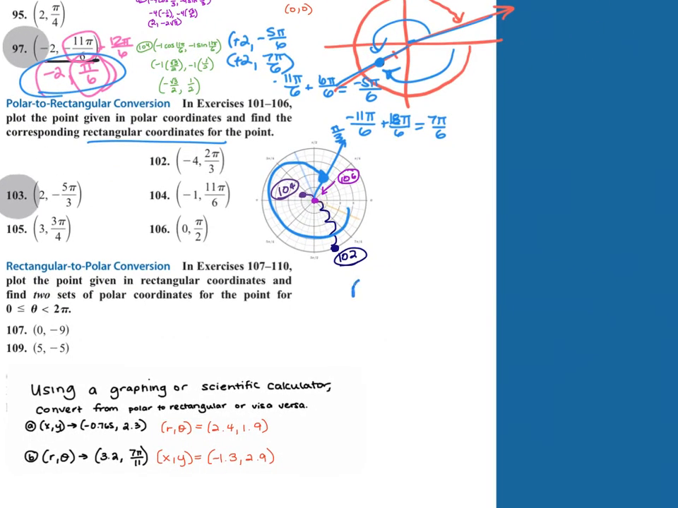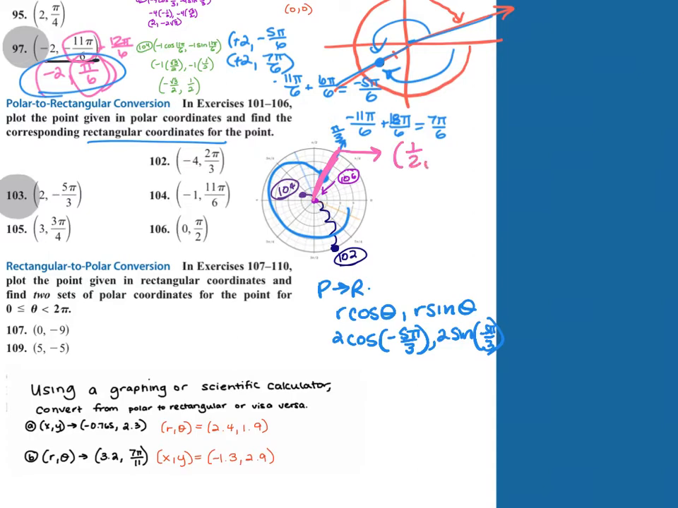So remember, if I'm going from polar to rectangular, I have to do r times the cosine of theta and r times the sine of theta. So it'd be 2 cosine negative 5 pi over 3 and 2 sine negative 5 pi over 3. And then that 5 pi over 3 is going to be again on this point, which is a positive 1/2 and root 3 over 2. So it'd be 2 times 1/2, and it'd be 2 times root 3 over 2. These cancel and I get 1, these cancel and I get root 3. So that would be the same point, but in rectangular form.